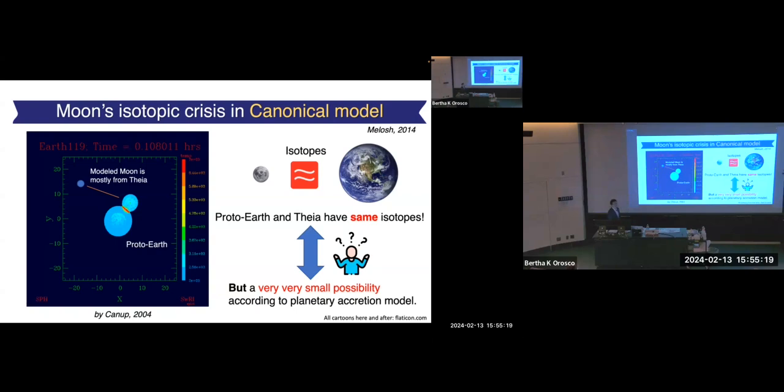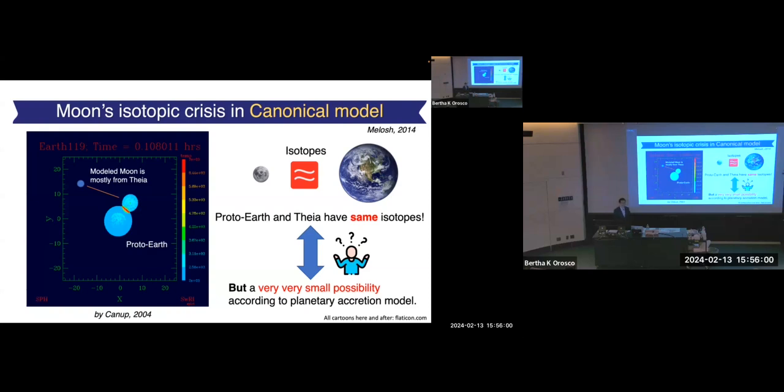But according to the canonical giant impact, more than 80% of the materials making the Moon come from the impactor Theia. If you consider these two pieces of evidence, that will require Theia and the proto-Earth to have similar isotopes. But that is a very, very small probability event according to planetary accretion models, because for large planetary bodies, the possibility of them having similar isotopes is very, very small. It's less than 1% in some papers. So this is called the moon isotopic crisis in canonical models.